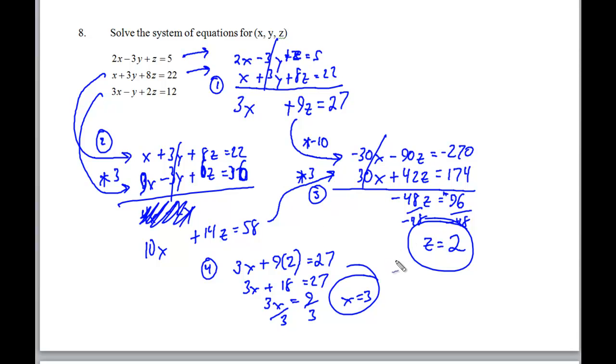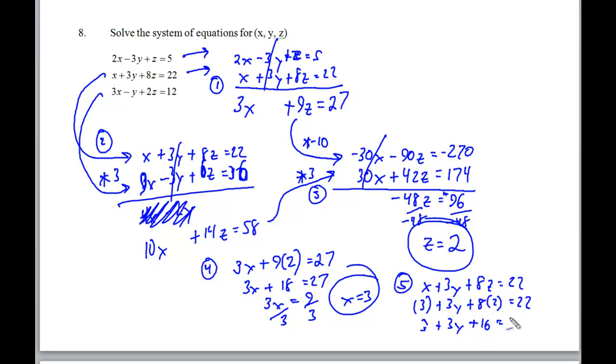Our 5th step is to choose one of our 3 equations from up above, plug our x and z into it, and solve for y. The middle line here has the fewest number of negatives, so let's do that one. Let's go x plus 3y plus 8z equals 22. So this means I'm going to plug my 3 in for x, and 2 in for z. So 3 plus 3y plus 16 equals 22. Do some simplification. 3y plus 19 equals 22.